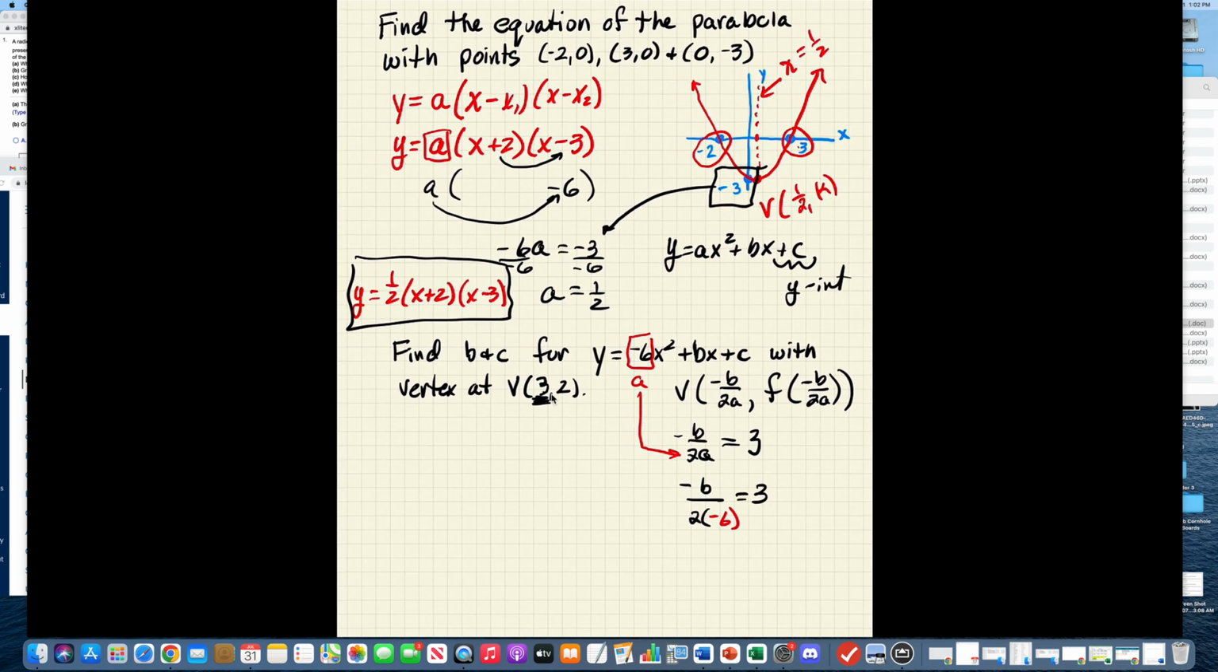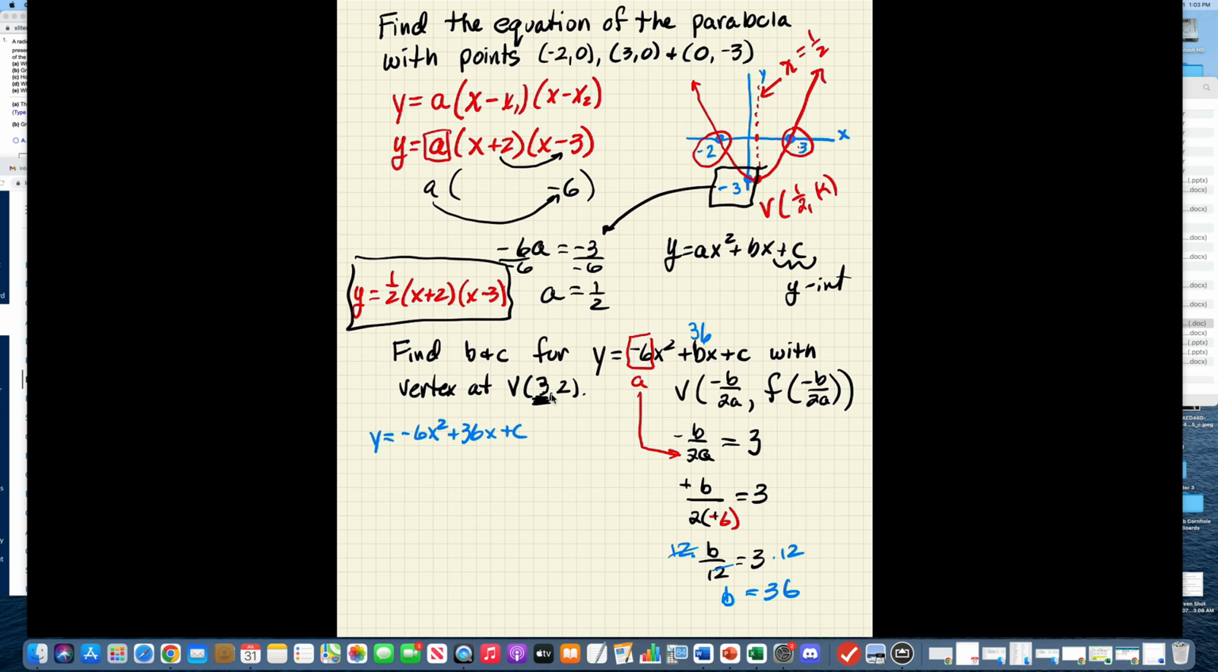is equal to 3. Well, let's see, -b, and we got a -6 on the bottom, that'll become positive. So b over 12 is equal to 3. We can multiply both sides by 12. b is equal to 36. So that part's done. Now we know we can put 36 right there for b. So we'll rewrite our equation: y equals -6x squared plus 36x plus c.